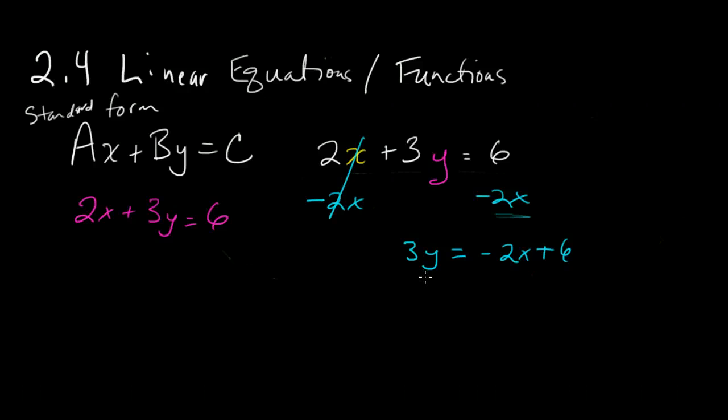And now to solve for y, we would divide both sides by 3. So what I'm going to do here is divide the individual terms by 3. So that's negative 2/3 of x plus, we'll divide that by 3, divide that by 3. 6 divided by 3 is 2.